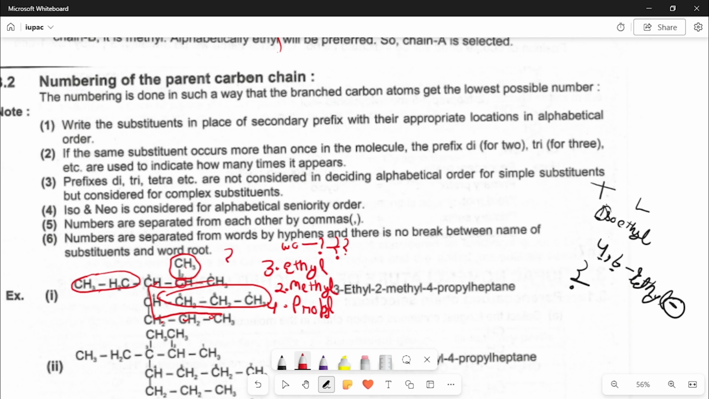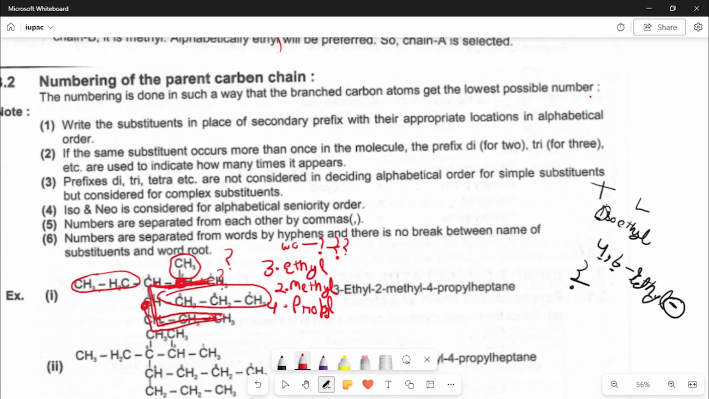Now the second rule, lowest set of locants. From here, the lowest second locant is on the fourth position, while here it's from the second. So we're going to choose from here. See, we're not using the alphabetical order yet. We first see on which position the substituent is nearest to the end. And for now, it's from the top. So we're going to go 1, 2.